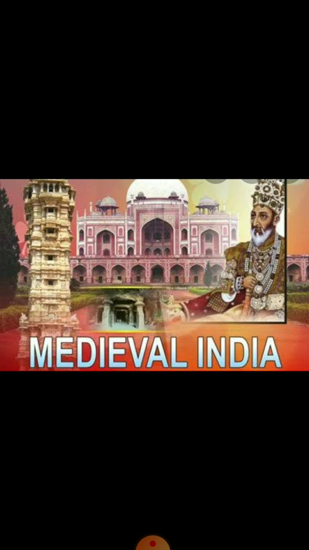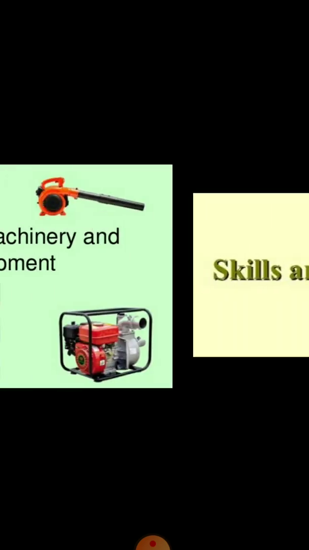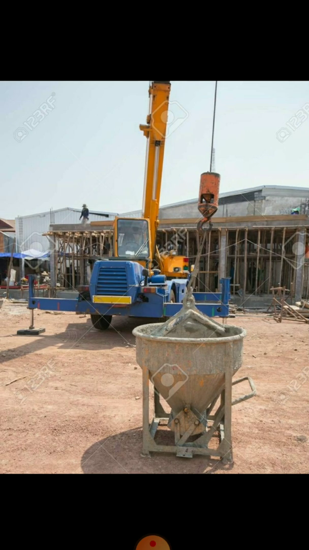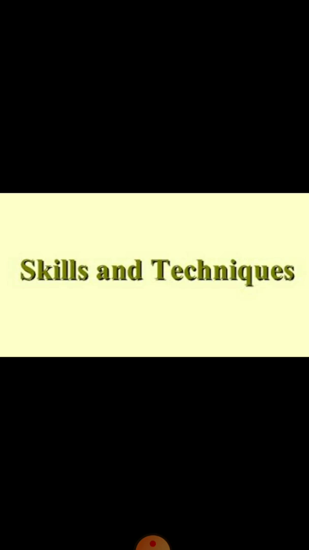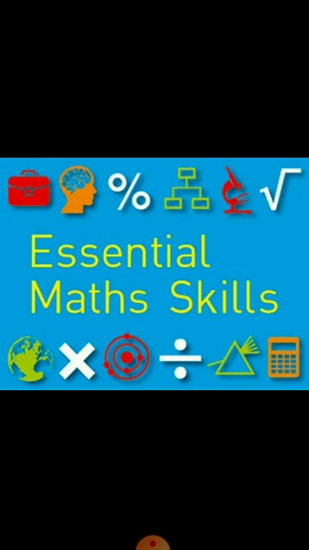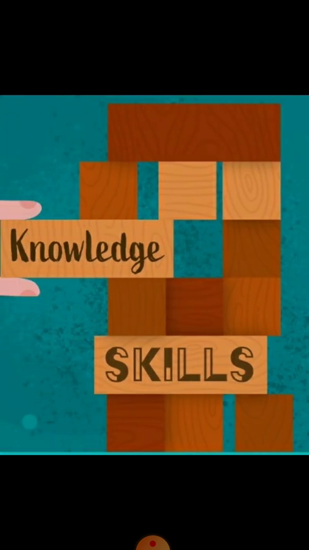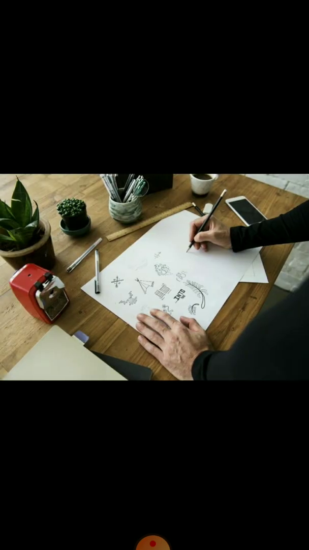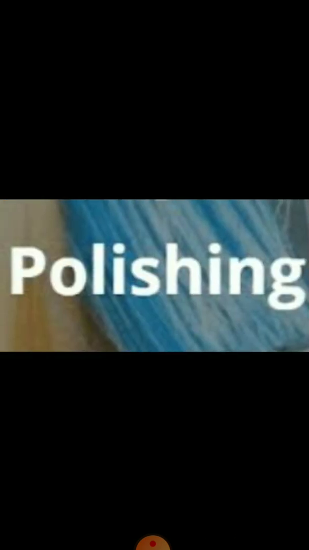Let us learn about the construction of architecture in medieval India. Medieval India had no modern machinery for construction or mechanical equipment like mixers or cranes for speedy building. Skills were required to plan a building: mathematical skills, knowledge skills, drawing skills, writing skills, cutting and polishing.